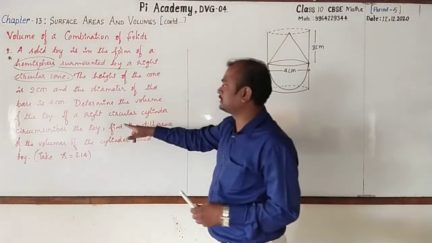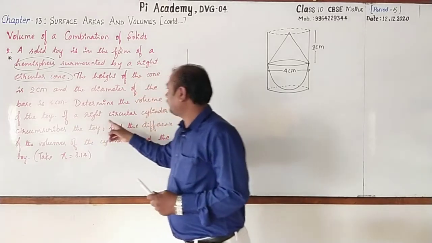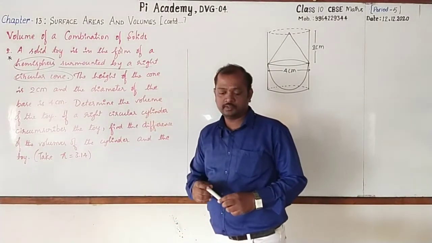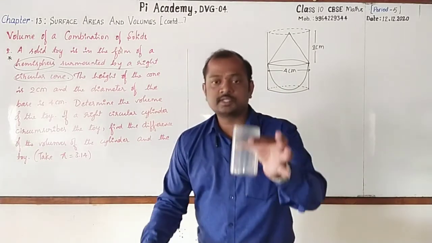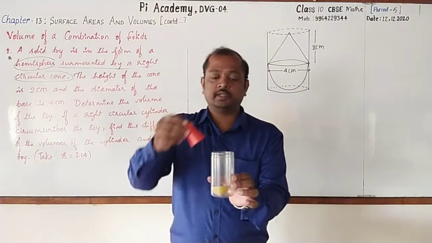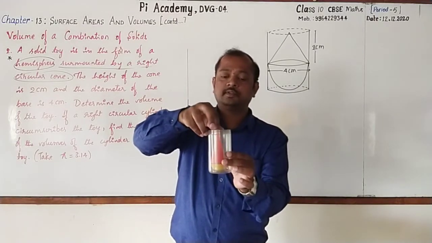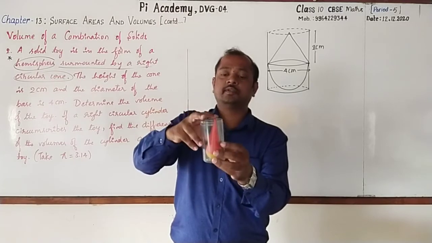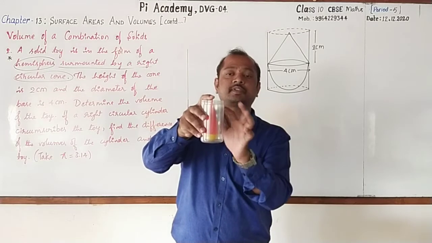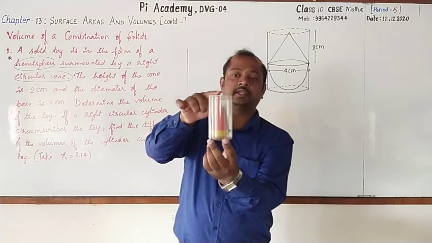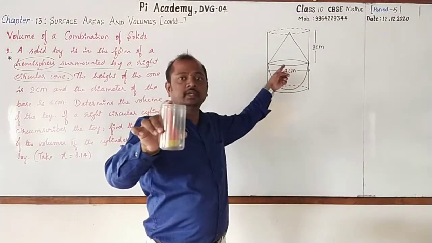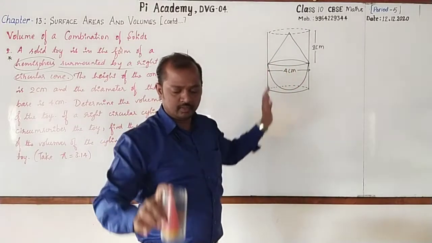Next sub question. Please go through this. If a right circular cylinder circumscribes the toy, let me show you that. Look here, this is the cylinder. In that, I am going to place a toy. See that. This is the toy, and the right circular cylinder circumscribes the toy like this. Got it? And the same figure has been drawn here as well. Followed? Okay. Next.